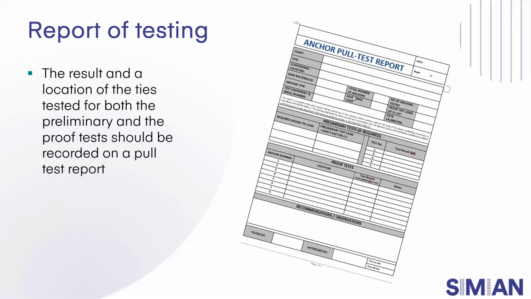So it gives you a number of the anchor that's been tested. You can record a location of where it is. An example would be east elevation, second lift, fourth tie along. It allows you to record the test result, and then there's a little section for any notes. So maybe it could be recorded that there was no significant movement, or tie moved, tie failed, whatever you need to record in there. Then at the bottom you've got who did the test, who it was witnessed by, and then signatures, basically time on site, time off site, and signatures.